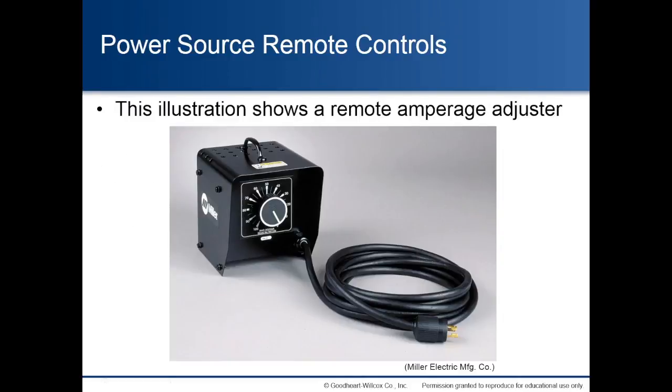Power source remote controls. This illustration shows a remote amperage adjuster. If this is not available, you can change the amperage slightly. A longer arc will increase your amperage, and a shorter arc will lower your amperage.